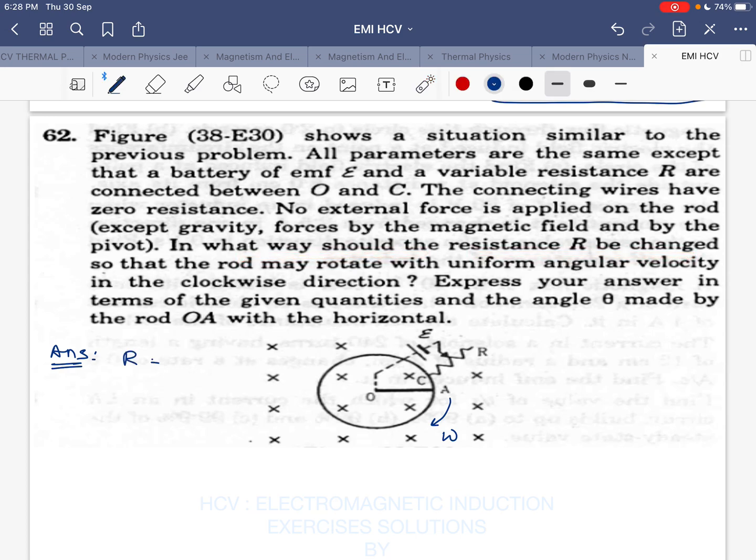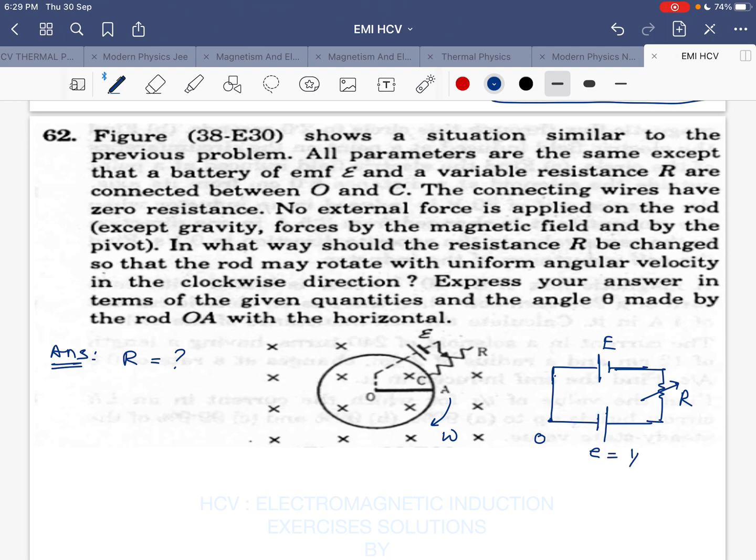So we need to find how the R must be changed. We need to find the instantaneous value of R, and they said to express your answer in terms of angle theta, because theta is instantaneous. First of all, by Fleming's right hand rule, the direction of induced EMF would be negative side on O and positive side on A, while the battery which is connected is in assisting mode with this, and here this is the variable resistance R which we have to find.